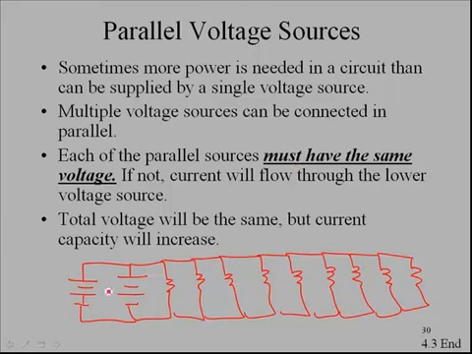If this is a common battery, 1.5 volts is a common size. Let's say we have another 1.5 volt source here. This will not be a problem. The source voltage will continue to be 1.5 volts. It's just that you'll have additional current to supply the needs of all of these components. Total voltage will be the same, but the current capacity will increase.